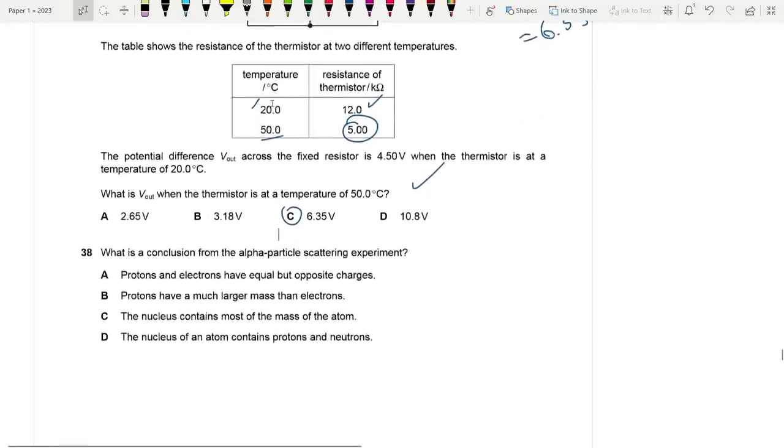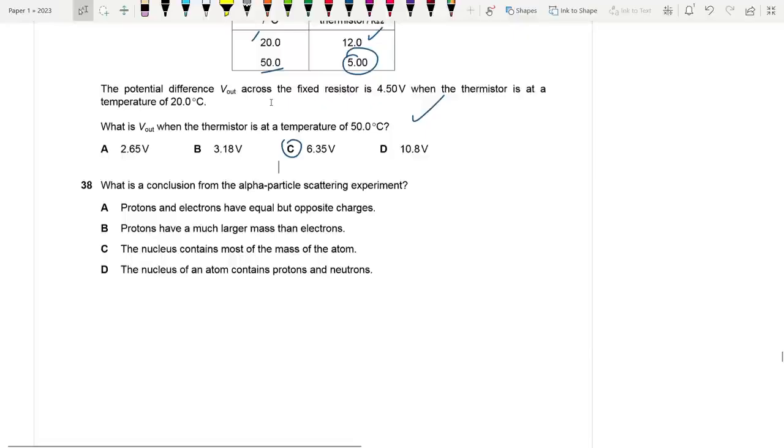37C. Last three. What is the conclusion from the alpha particle scattering experiment? We have three conclusions. Since most of the alpha particles pass straight through, the atom is mostly empty space. Since some of the alpha particles deflect by small angles, since there's a deflection, the nucleus must be positive. And since very few particles deflect by a very large angle greater than 90 degrees, all the mass must actually be concentrated in a very small region.